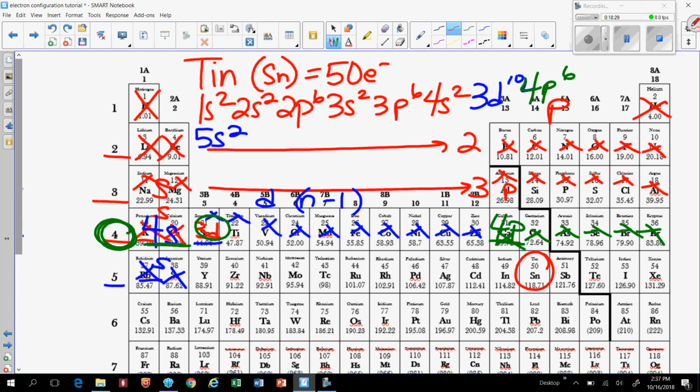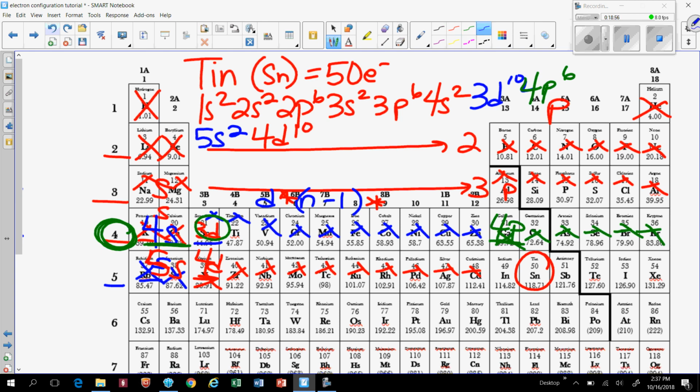Now notice, as soon as I hit atomic number 39 here, I've entered the D sublevel, where the energy level drops by 1. So I've gone here from 5s, and I've gone now to 4d, because the energy level drops by 1. So I've gone from 5s to 4d. 1, 2, 3, 4, 5, 6, 7, 8, 9, 10, 4d10.